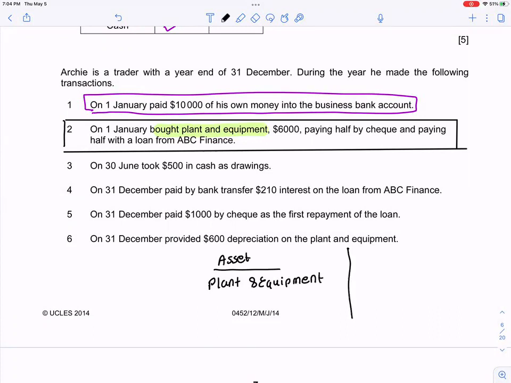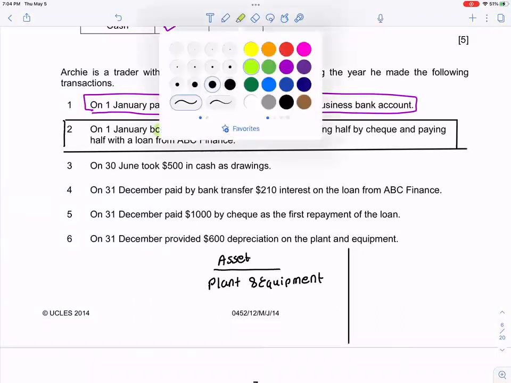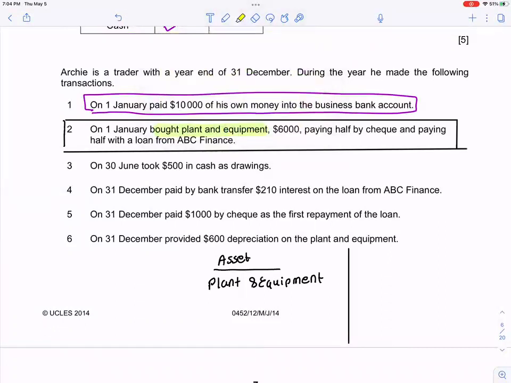Come on. What is the second account? Paying half by check, half by loan. Bank, I think. Bank liability. Okay. You are paying half by check. So if you are paying by check, the second account is bank. If you pay full by check, the second account would only be bank. But now, the second account is split.